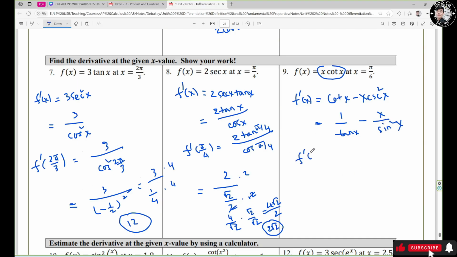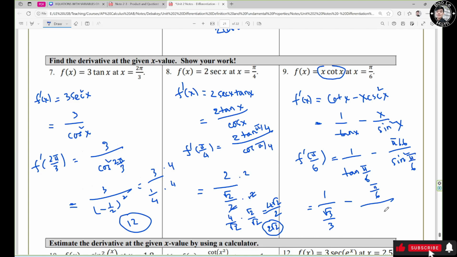Now f prime of pi over 6 is the same thing as 1 over tangent of pi over 6 minus pi over 6 divided by sine squared of pi over 6. Now I'm going to simplify. Tangent of pi over 6 is root 3 over 3. So it will be 1 over root 3 over 3 minus pi over 6 over sine squared of pi over 6. Sine of pi over 6 equals 1 half, so when you square it, it's going to be 1 over 4.